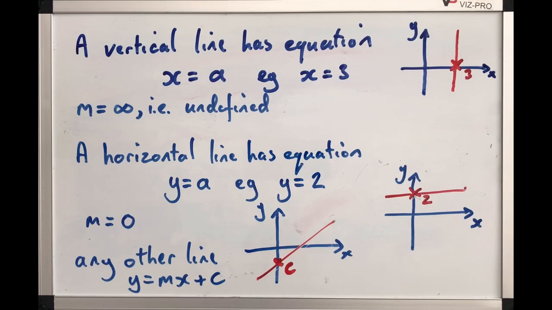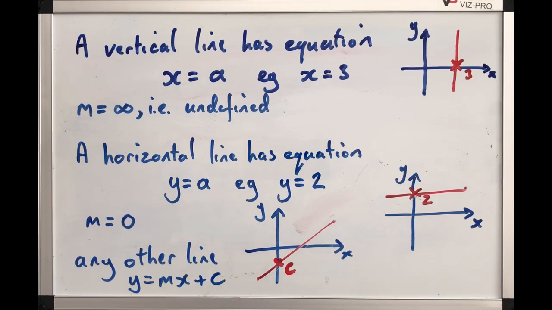We're going to have a look at two special cases now with the straight line: vertical lines and horizontal lines. You really need to remember these because they do crop up in Higher questions. A vertical line has equation x equals a number, for example x equals 3. It goes through 3 on the x-axis and is vertical, because all its x-coordinates on that line are 3.